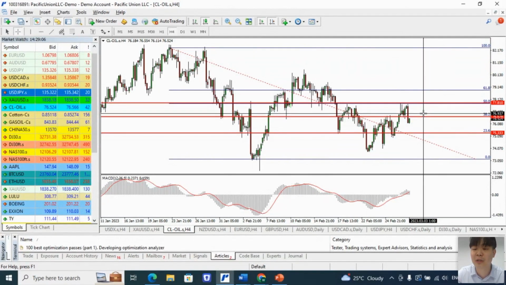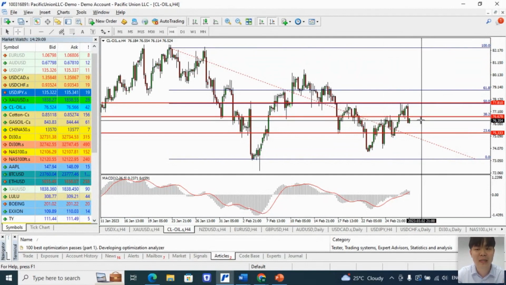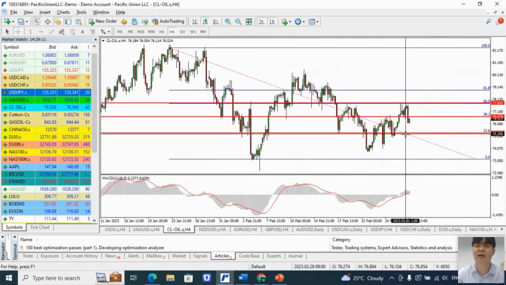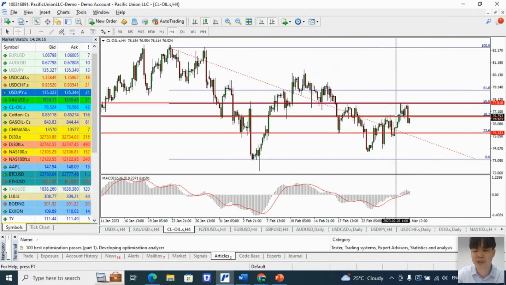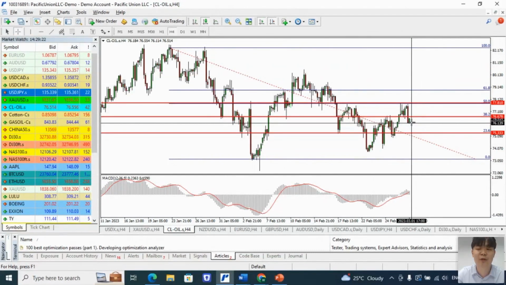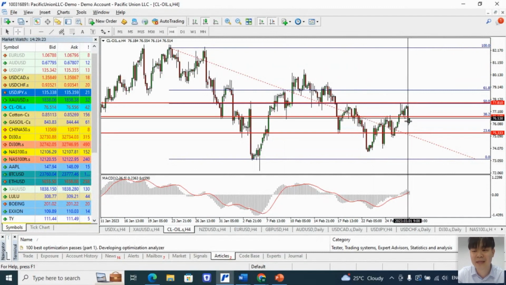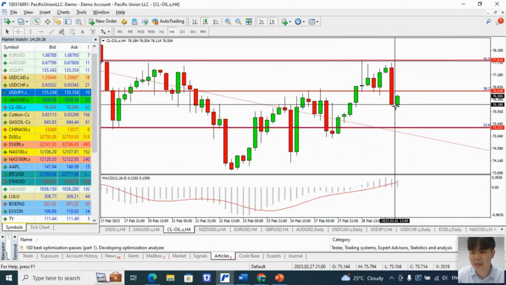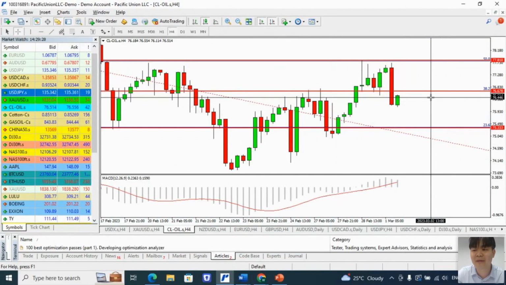And if you think it has successfully broken below, because according to the Fibonacci retracement chart, we could expect there will be a chance for crude oil to drop further, if the latest candlestick closes below the support level around 76.70 according to Fibonacci.